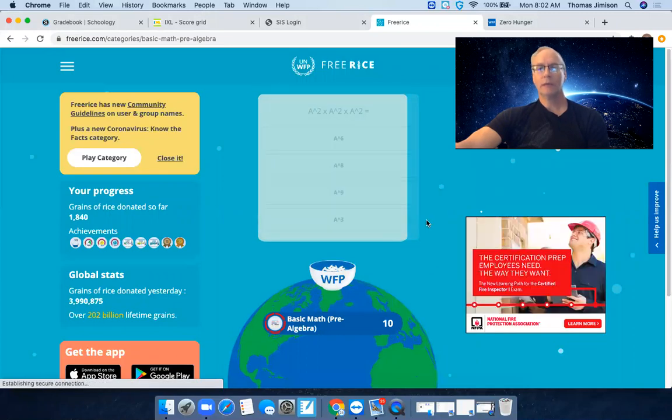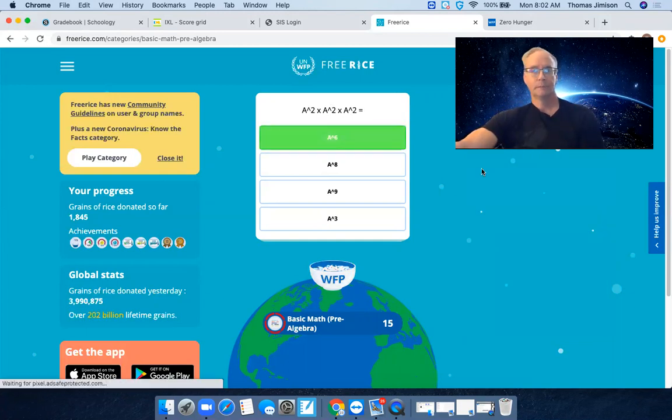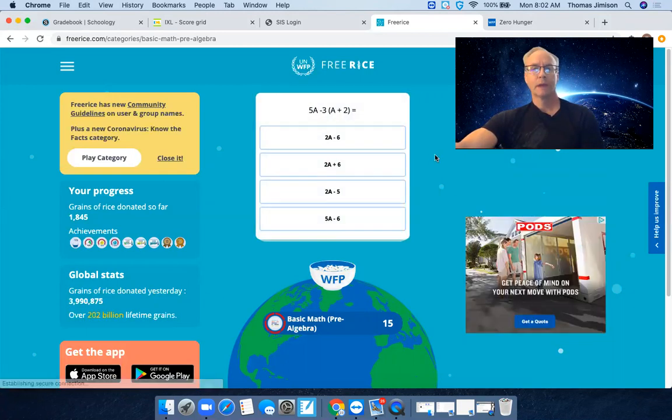Now, when you get a problem right, you are literally donating rice to the World Food Program. This one is a squared times a squared times a squared. If you multiply 2 times 2 times 2, you get 8. But because we're working on the exponent level, we add the exponents. A squared means a times a, times a times a, times a times a. And there are 6 a's being multiplied together, which is right here. You'll notice it turns green when I get it right.